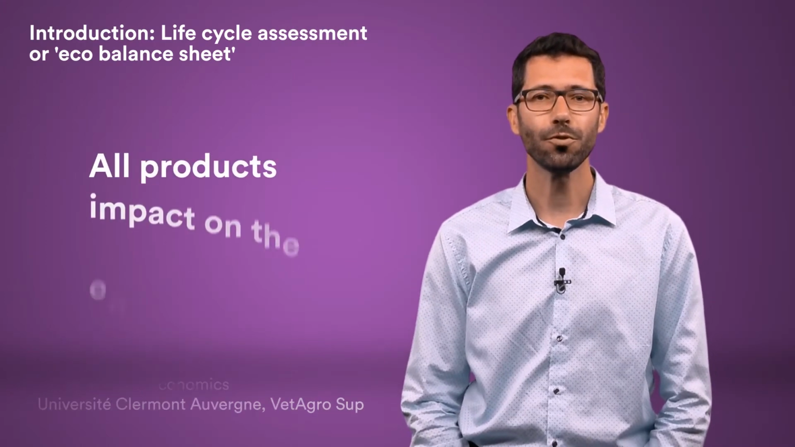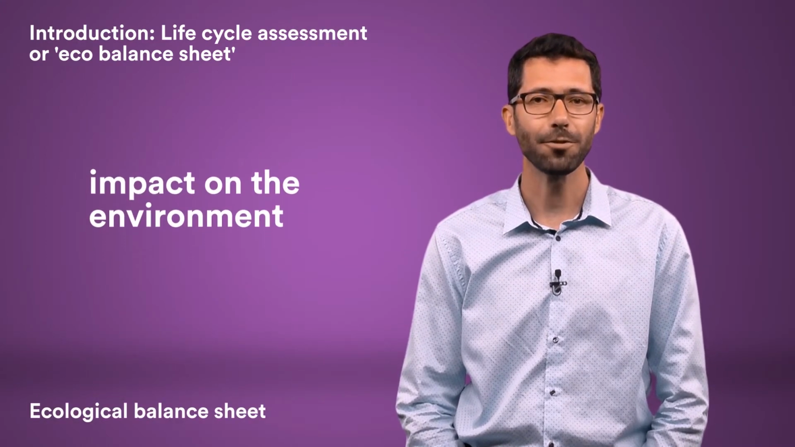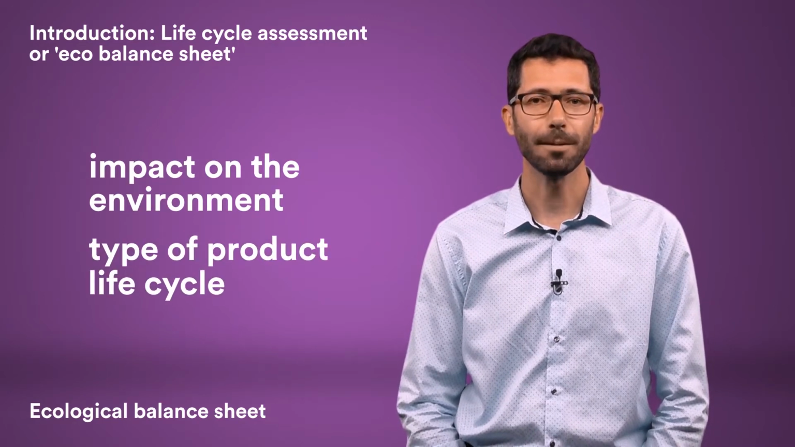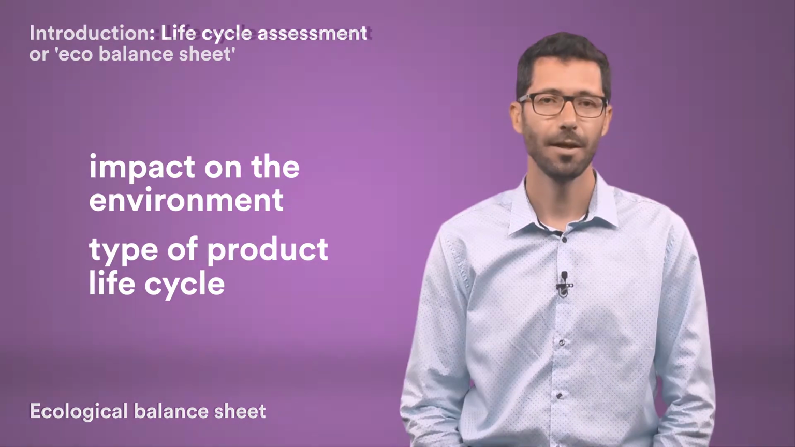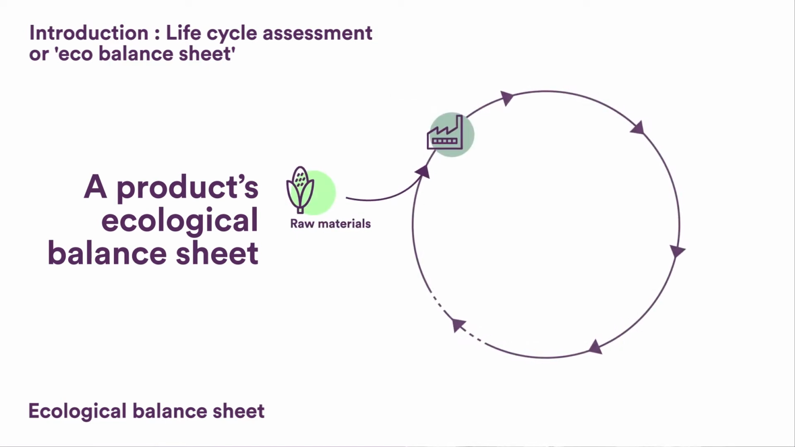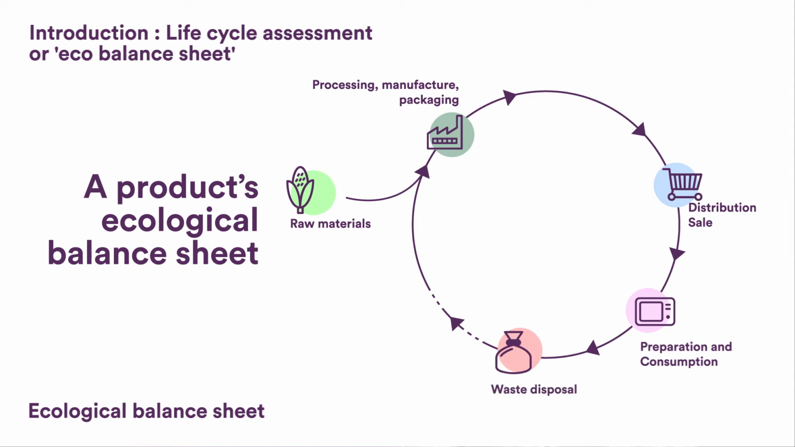All the products we consume have an impact on the environment, but this impact varies according to the type of product and its life cycle, from its production to its disposal. To better understand a product's ecological balance sheet, we need to start by listing all the stages, from extraction of the raw materials to processing and refining, transformation into the finished product, packaging, distribution, consumption and disposal or recycling. Plus, of course, transportation, which may be involved in several of these stages.